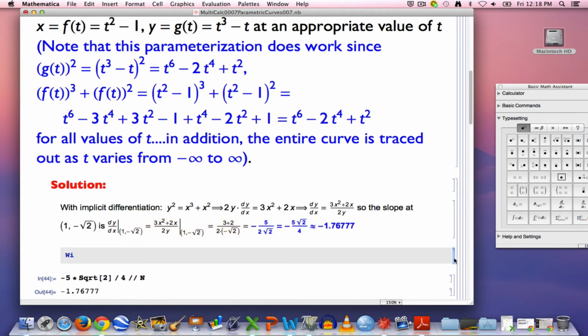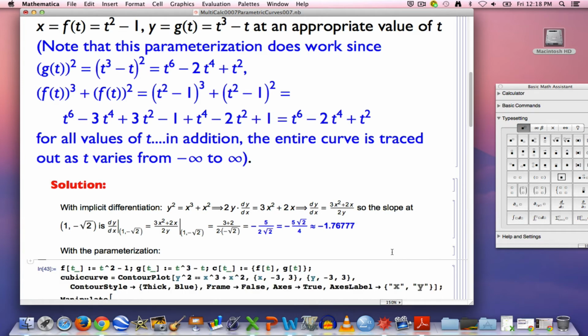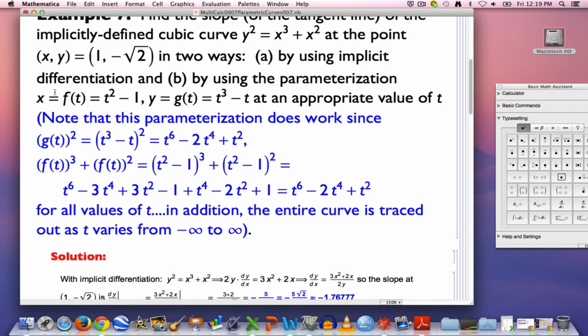How do we do it with the parameterization? Well, I'm initially just going to tell you what the answer is, how to do it. I'm not going to explain it right now. I will explain it in later videos as I start talking about velocity and velocity vectors. But for this video, I will just show you what to do. We'll represent the slope as dy/dx, but remember we've got a parameterization here now.